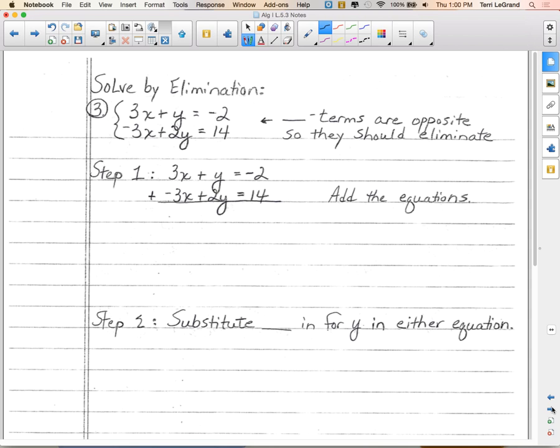Which ones? The x's are opposite. The x terms are opposite. We have a positive 3 and we have a negative 3, so we're saying, you know what? I should be able to go right to adding them together. So here's what I already set up for us, the addition problem.